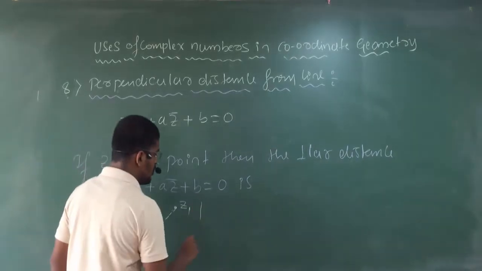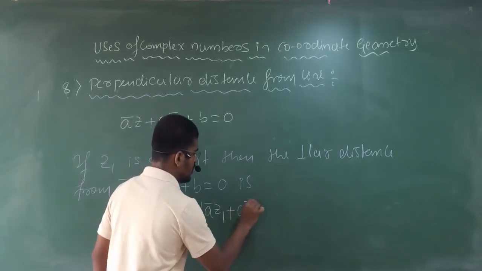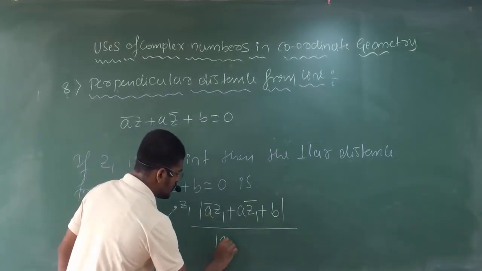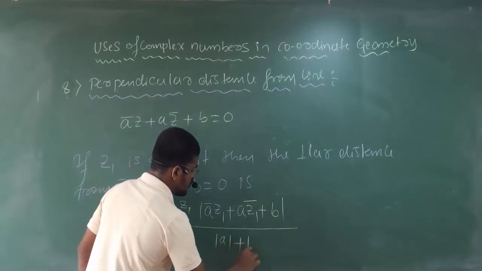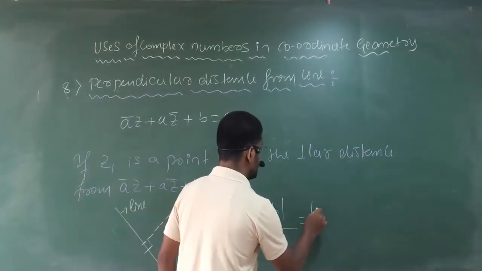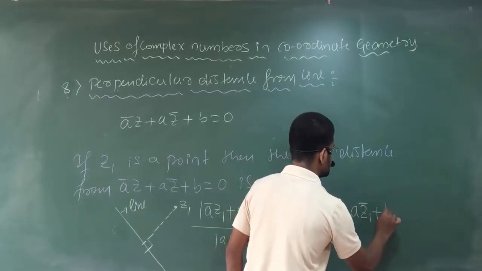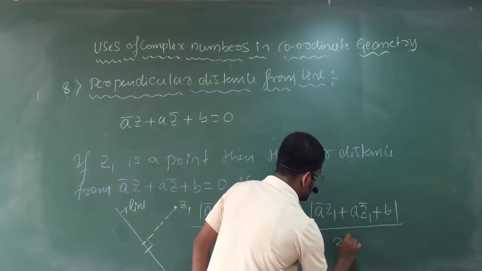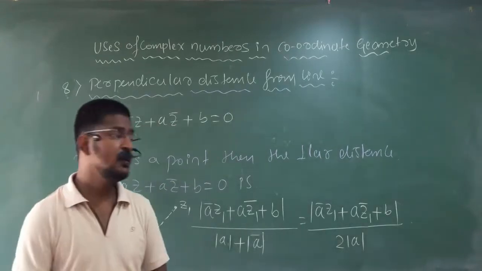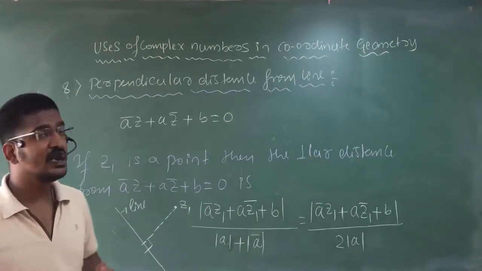It will be mod of (A bar Z1 plus A Z1 bar plus b) divided by mod of A plus mod of A bar. So that also can be written as mod of (A bar Z1 plus A Z1 bar plus b) divided by 2 times of mod A. So these terms are going to be very important. Clear students? 8th point is the perpendicular distance of a line.